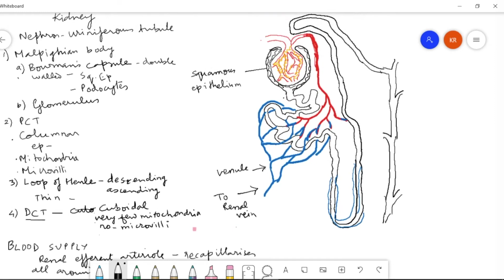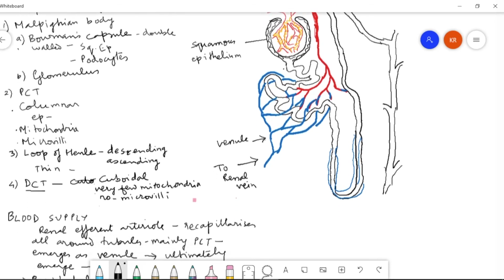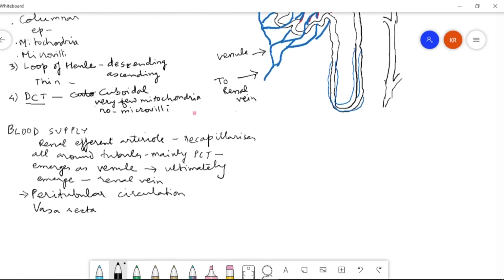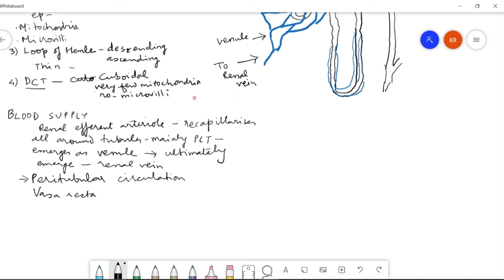Okay. And then it goes down as the loop finally and then moves up into the collecting ducts. So this was the blood supply that we have now talked about. Let us talk about the actual process, or the physiology, of formation of urine. The physiology of formation of urine.